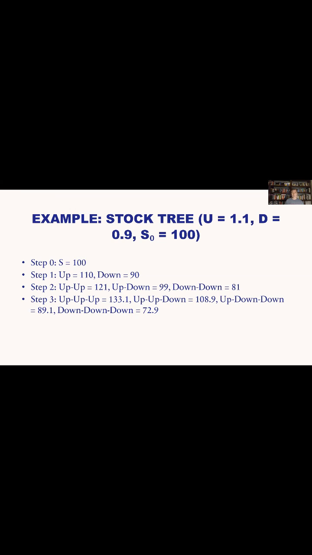If I do a three-step model, the process continues. Basically, you do it again. So for up, up, up, you multiply what you had in the second node by 1.1, and that gives you 133.1. You do the same thing for up, up, down, and all the other variations. That's how you calculate the forward prices.